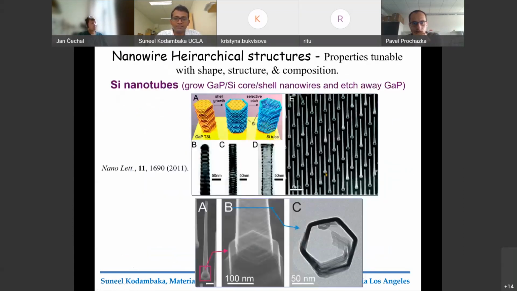And here is another elegant example, and this is done by Erik Bakkers' group in the Netherlands. They grew gallium phosphide, and then they coated it, they covered it with silicon. And under the right conditions, you can end up with hexagonal structured silicon. And you etch away the gallium phosphide, and you end up with these thin shells of silicon with hexagonal symmetry. Okay? So you can also create these metastable structures using one-dimensional crystals as templates.